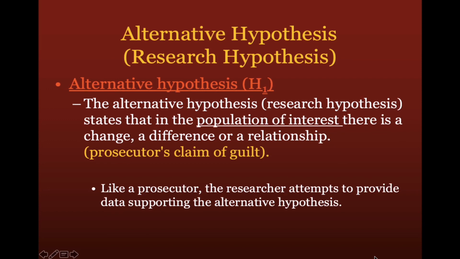And that change, relationship, or effect is stated in the alternative hypothesis. So this is where you're saying that there's going to be some type of relationship if you're talking about correlations, or an effect if you're talking about an experiment. So again, this is analogous to the prosecutor making a claim that the defendant is guilty, right? And just like a prosecutor, the researcher now has to go out and collect data to provide evidence that the null hypothesis is not accurate, or in a legal system, that the defendant is not innocent.